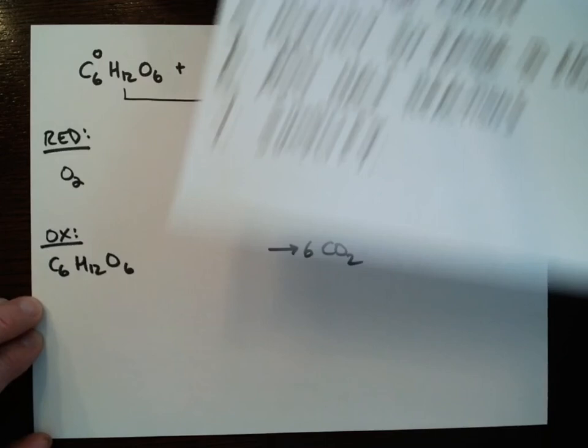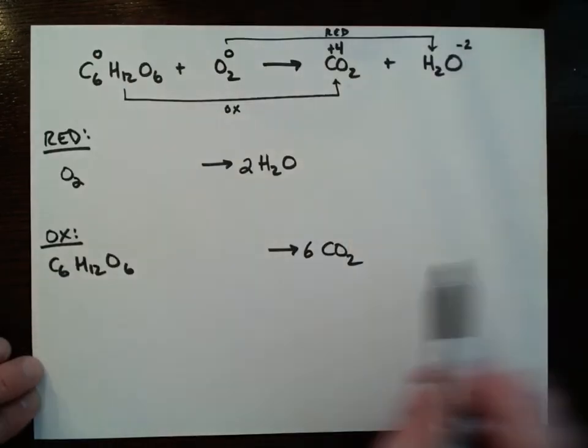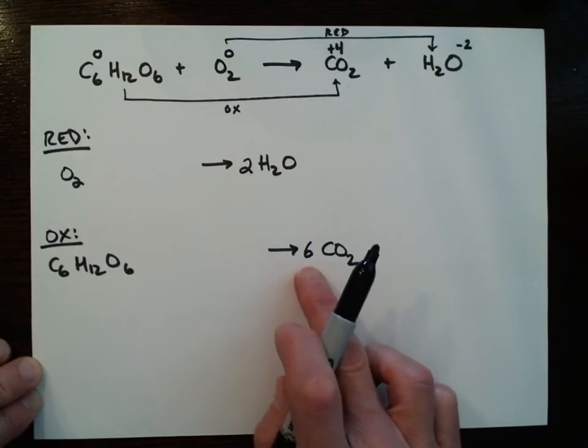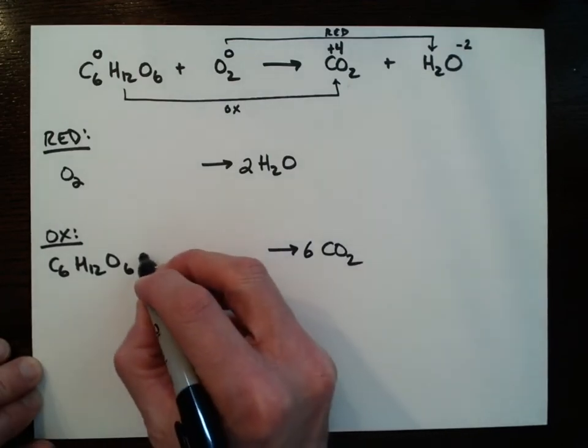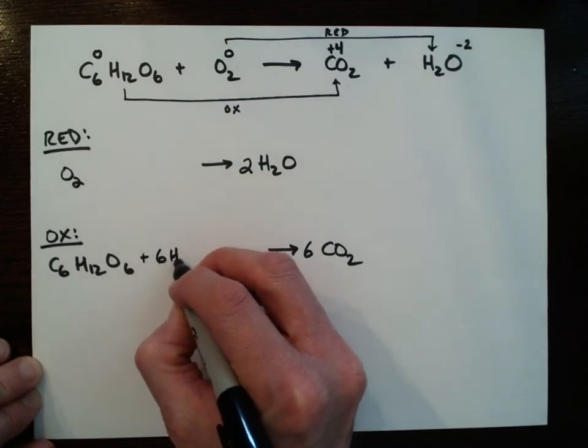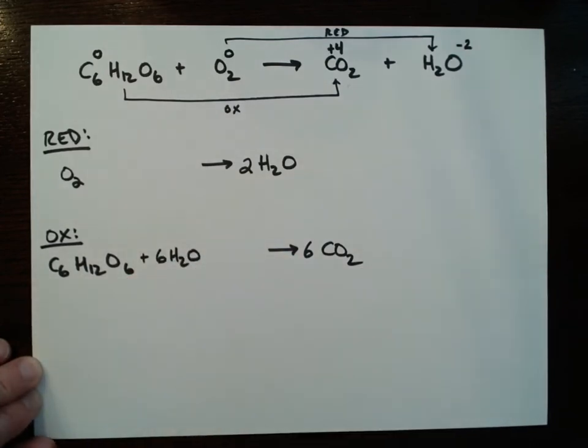Anyway, I need to check which side needs oxygen and add water to it. I've got 12. Yep, that's right. I've got 12 oxygens. Over here I only got 6, so I better add 6 waters, yeah? I think that's right. Let me make sure. 6 and 6 is 12. Yeah, that works. Okay.